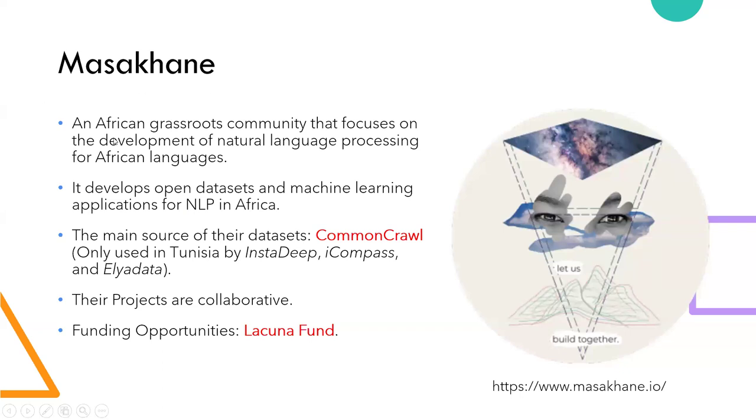Before we begin, let's find out what Masakhane is. Masakhane is our collaborator for this work and is an African grassroots community that focuses on the development of natural language processing for African languages. It develops open datasets and machine learning applications for NLP in Africa. Their projects are collaborative and are posted online under permissive licenses on GitHub, on Hugging Face, etc.